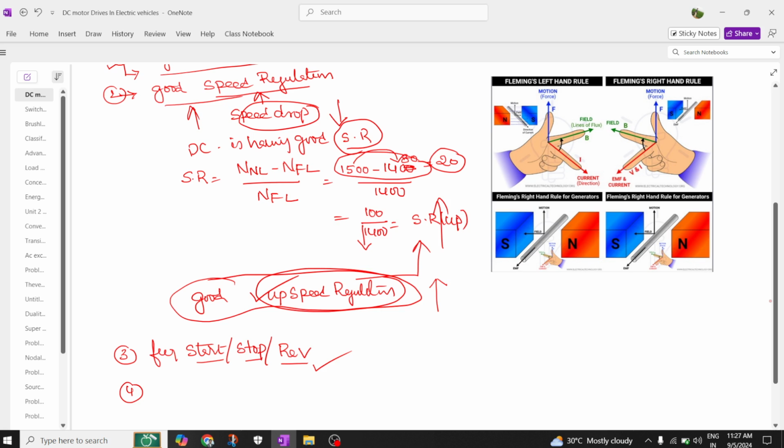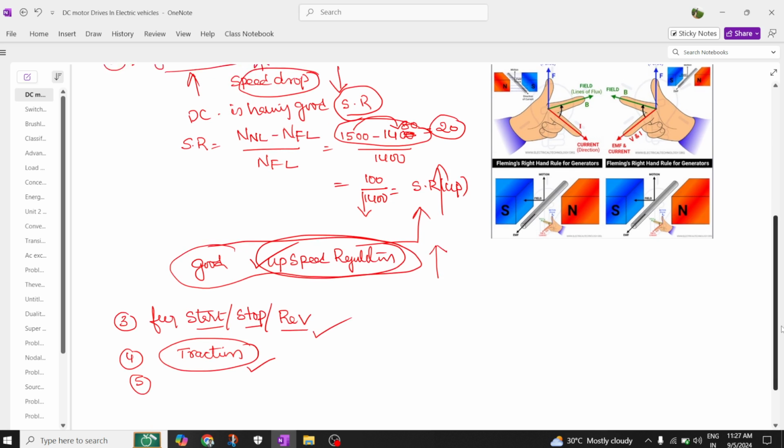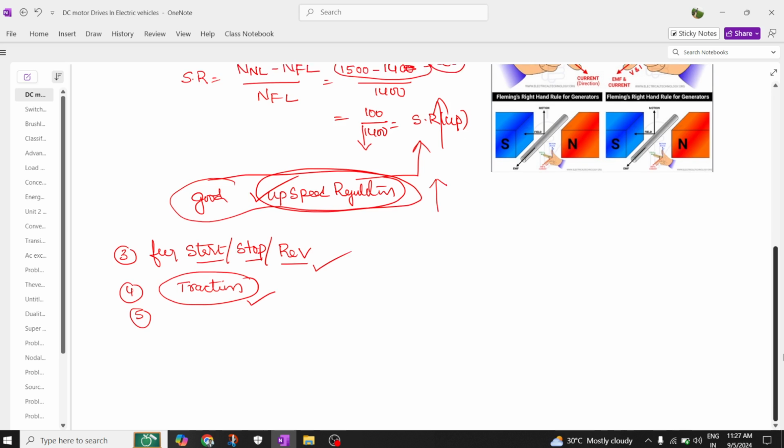Various DC motor drives have been widely used for traction purposes. In electric vehicle traction, DC motors are used because they have a wide speed range, their technological maturity, and their speed control. Now let's come to the operating principle of a DC motor. It's very simple to understand, no need to bother more.